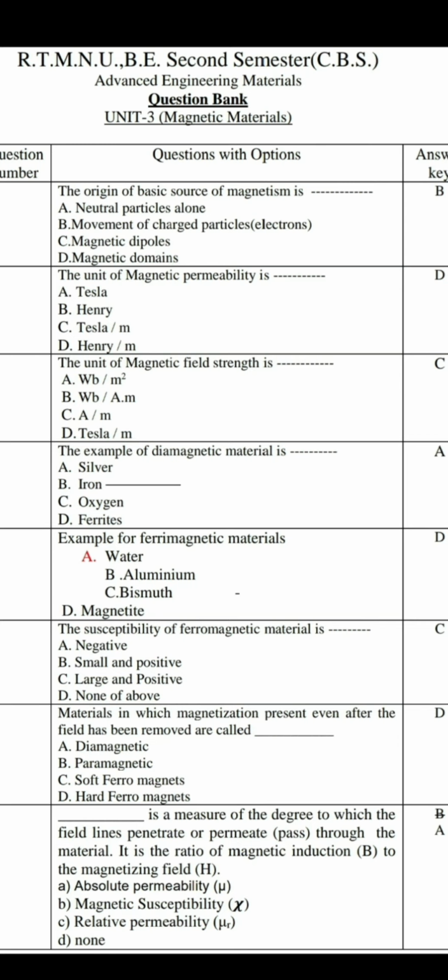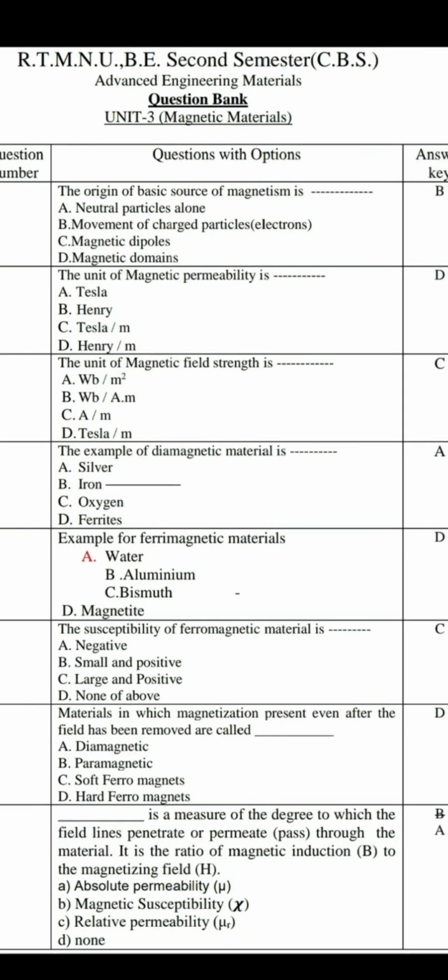Seventh, materials in which magnetization is present even after the field has been removed are called. Options are A diamagnetic, B paramagnetic, C soft ferromagnets, D hard ferromagnet. So the correct answer is D, that is hard ferromagnet.